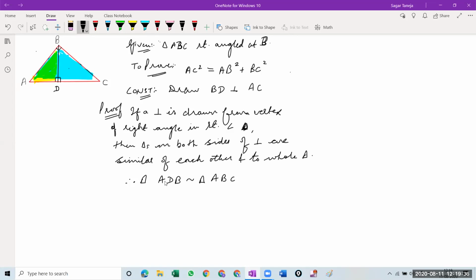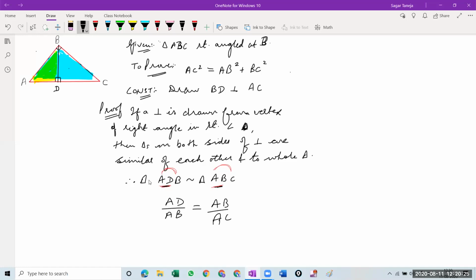The moment you have written that ADB and ABC are similar, then we can say that AD upon AB is equal to AB upon AC. That is the sequence. Try to understand what I am saying. Otherwise, students used to forget which sides to write here. So you can write from this side only. The first side is AD, and here the first side is AB. So AD upon AB is equal to AB upon AC. Learn this sequence. It will help you to prove the theorem very easily.